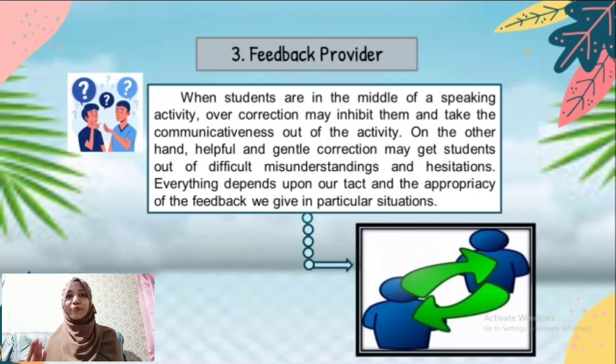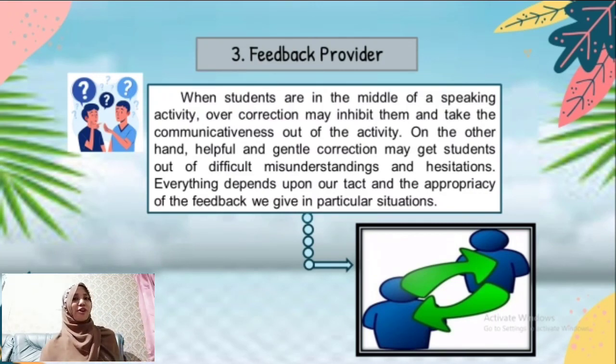The last is feedback provider. The question of when and how to give feedback in speaking activities is answered by considering carefully the effect of possible different approaches. When students are in the middle of a speaking activity, our correction may inhibit them and take the communicativeness out of the activity. On the other hand, helpful and gentle correction may get students out of difficult misunderstandings and hesitations. Everything depends upon our tact and the appropriacy of the feedback we give in particular situations.